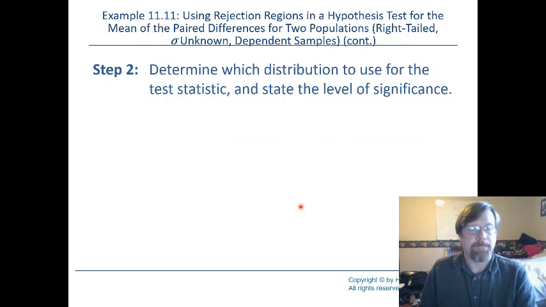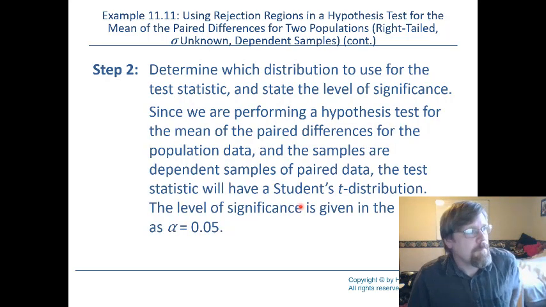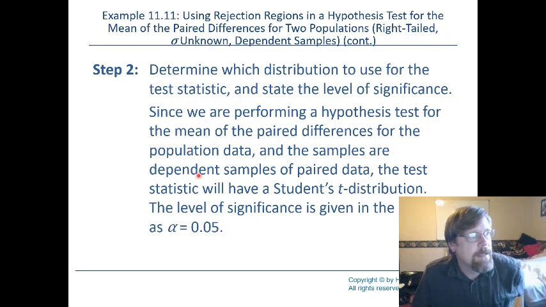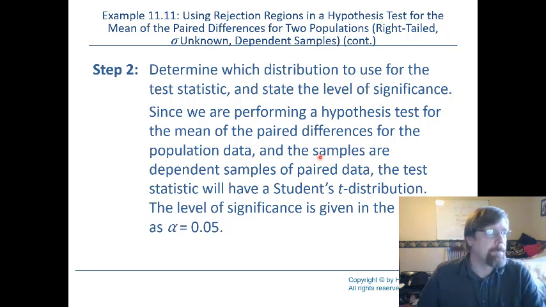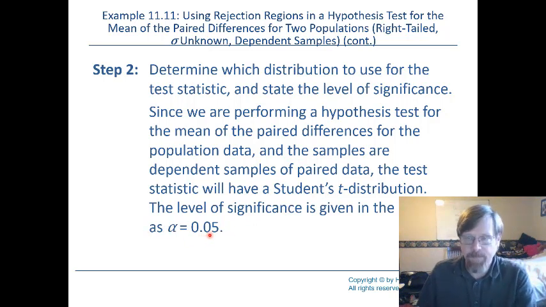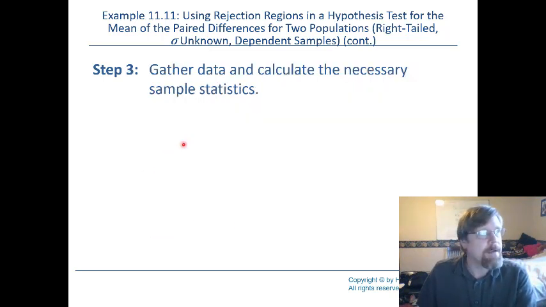Okay. So we've got paired differences, and we're dealing with the mean of that. We're going to assume an underlying normal distribution because we've got only 10 data points. So we're going to use student's t-distribution. The level of significance was given as 0.05. Let's collect our data.